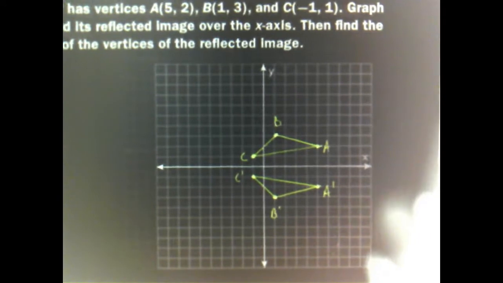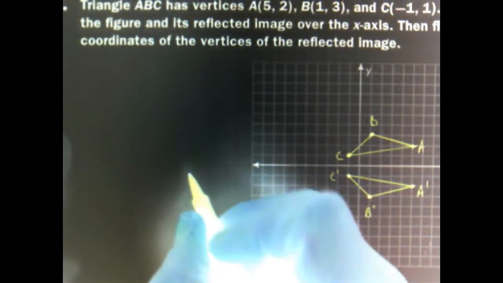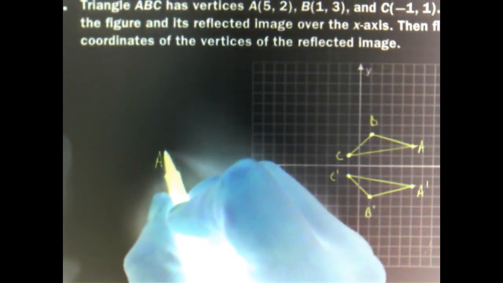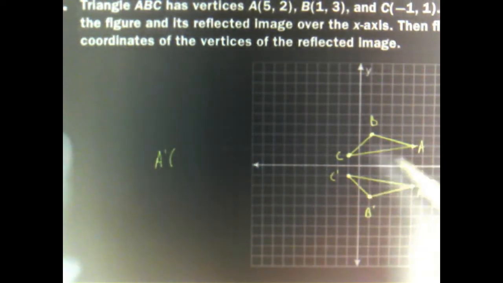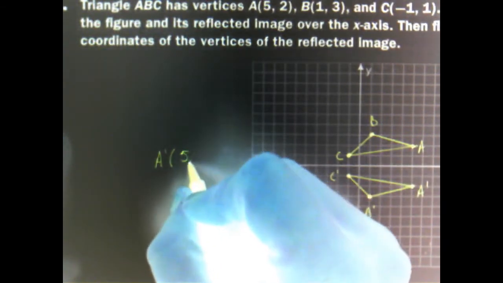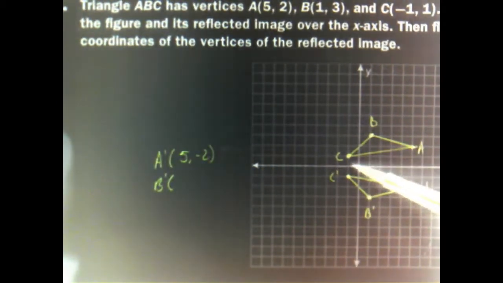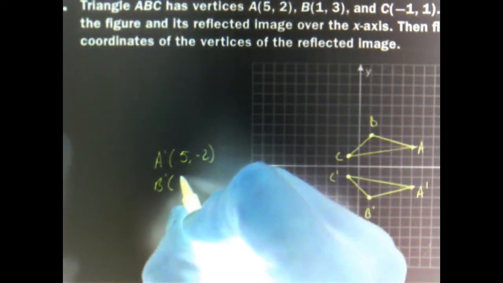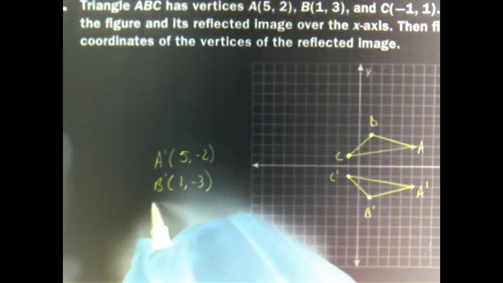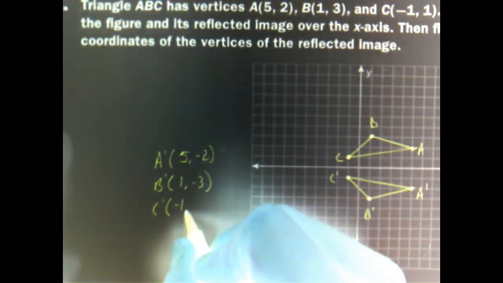Okay, now I can't forget about the second part of the problem, and that is listing the vertices. A prime is the coordinates 1, 2, 3, 4, 5, -2, so (5, -2). B prime would be (1, -3). And C prime would be (-1, -1).